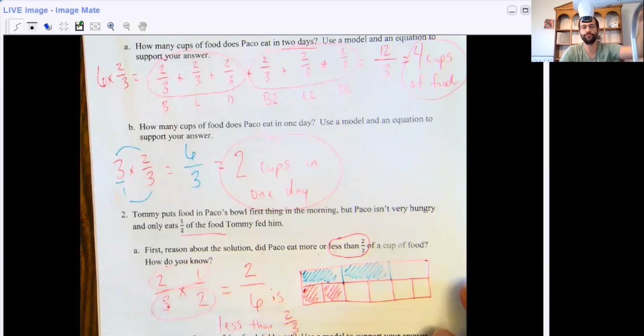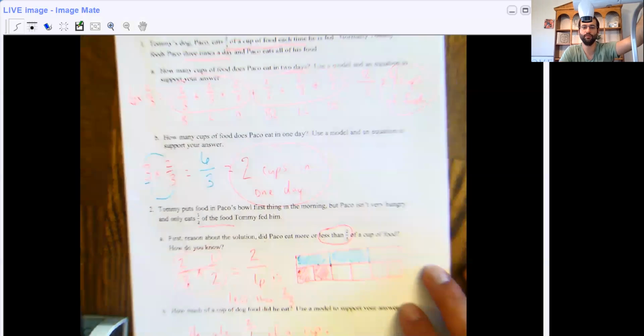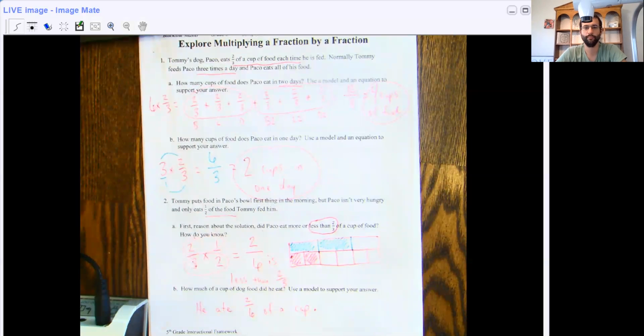I'll keep this right here. I'll zoom out so you can see the whole thing. If you need to pause the video so you can see this entire page of what we went through.